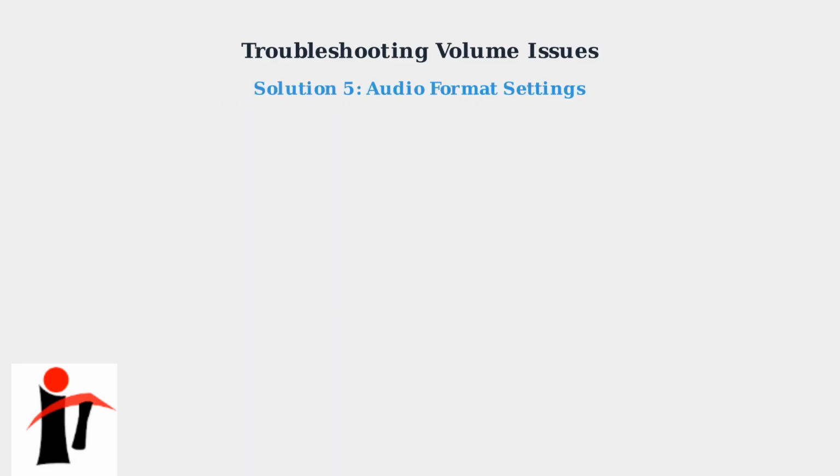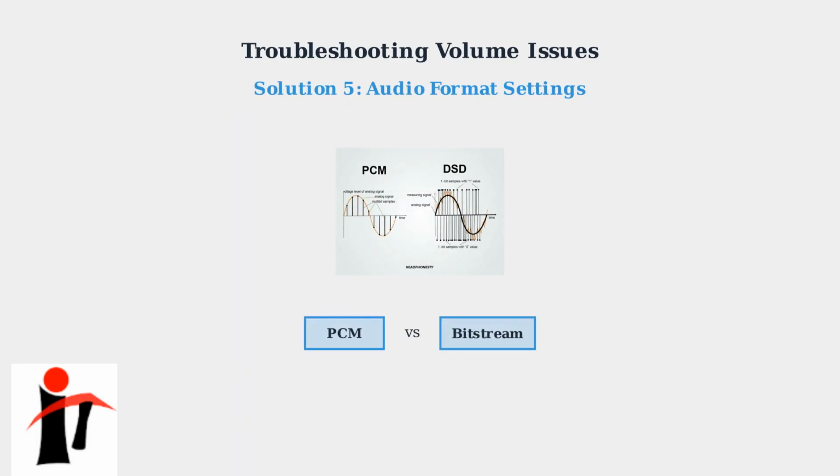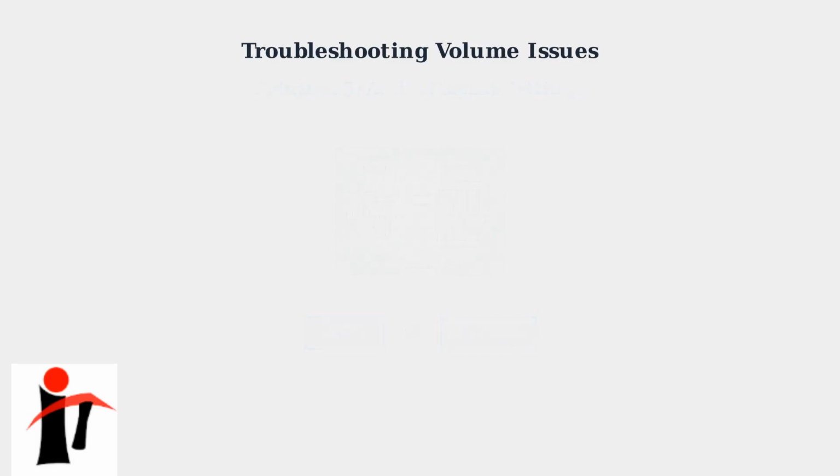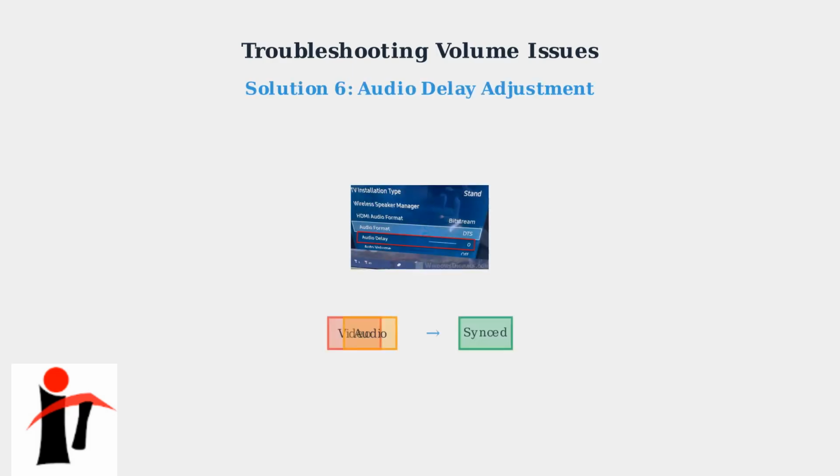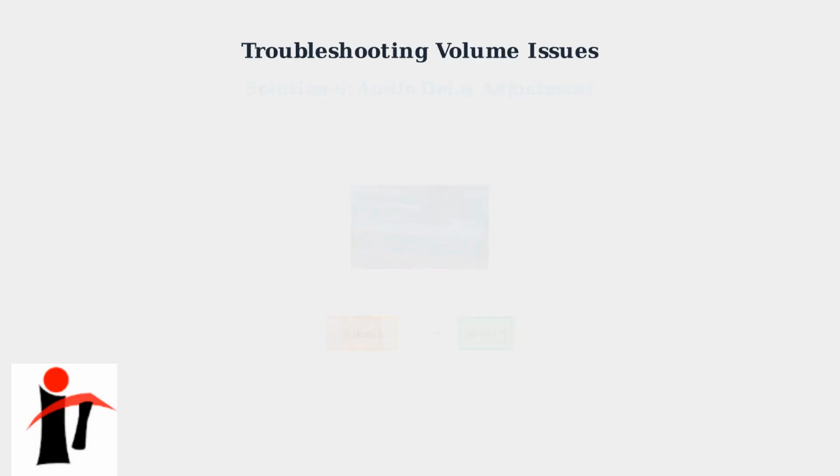For low or no audio output, check your audio format settings. Try switching between PCM and Bitstream in the audio format settings to see which works better with your setup. If you're experiencing audio and video sync issues, you can adjust the audio delay in your settings. This helps synchronize the sound with the picture.